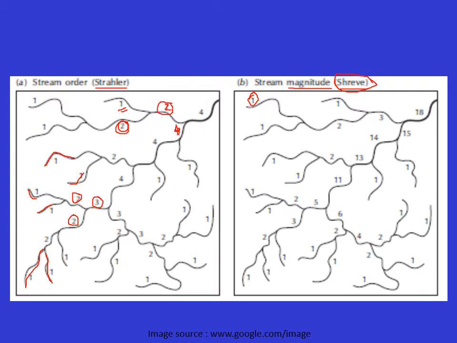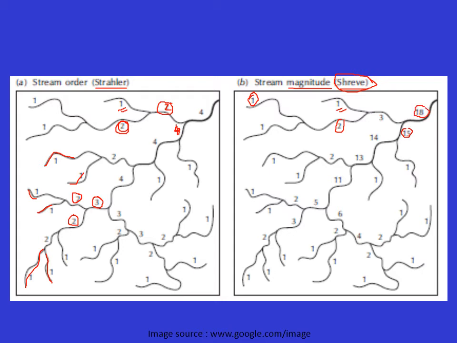That means here you can see two first order rivers meet with each other, that is 1 plus 1, 2. Now in this case, here it is a first order river and here it is a second order river. When these two meet, according to the Shreve method, it becomes 2 plus 1, that is 3. Similarly, here it is a 15th order river. When these two meet, this 3 plus 15, it becomes 18.